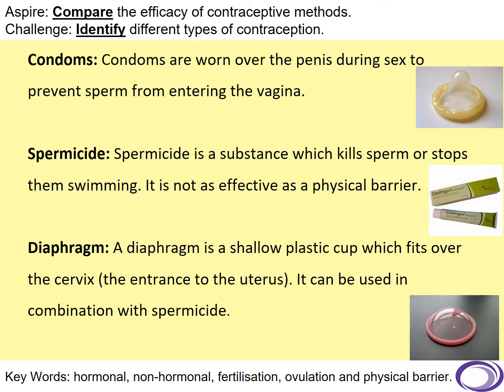Spermicides are another type of contraception. These come as a gel or a cream. They're often used with condoms or diaphragms, and they produce a substance which actually kills the sperm or stops them swimming. So they're not a physical barrier and they're not hormones. These would be classed as an other type of contraception.